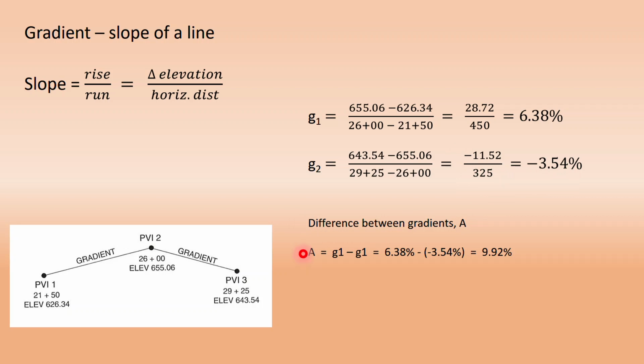But the difference between gradients is simply, this is my mistake, it should say G1 minus G2, and that's consistent every time you take this difference. You take the incoming gradient minus the outgoing gradient, so that should say G2. And that's equal to 6.38% minus your negative 3.54%, right? Pay attention to your signs. Negatives become important because the difference between these gradients is positive 9.92%.